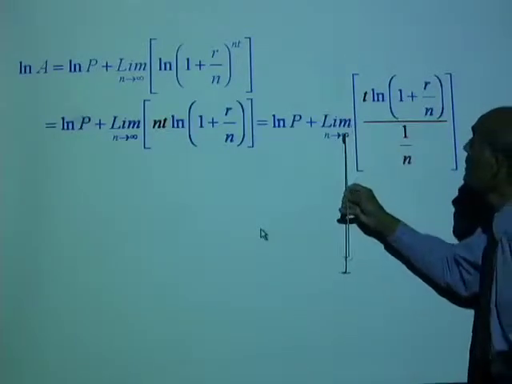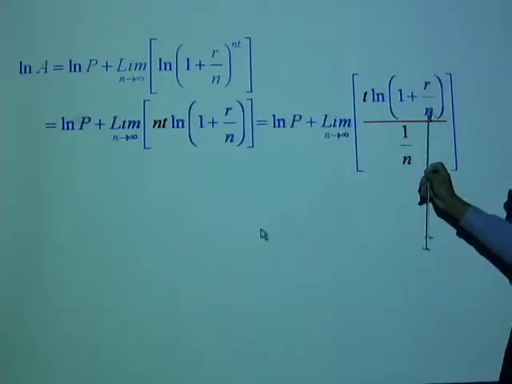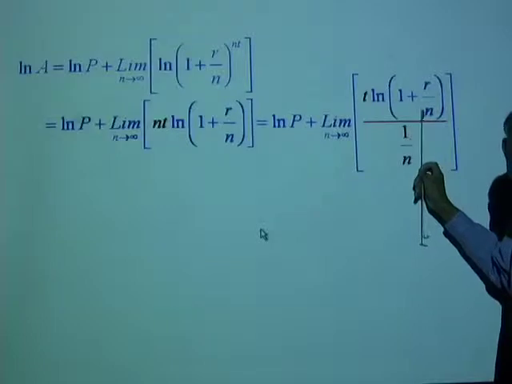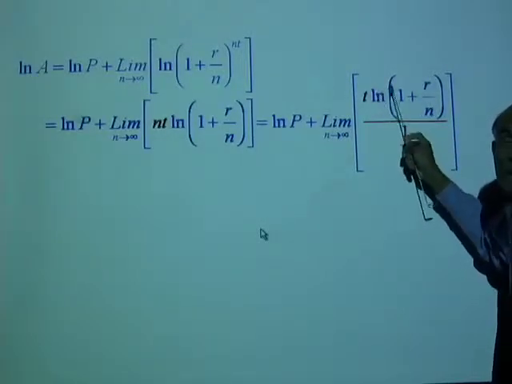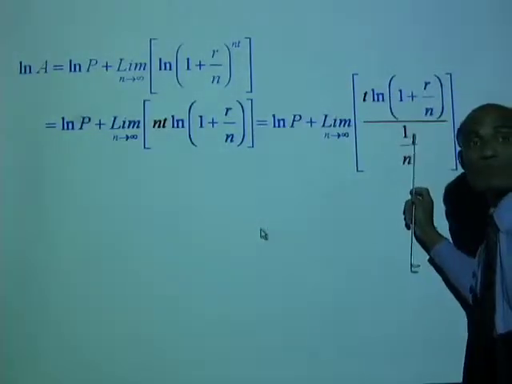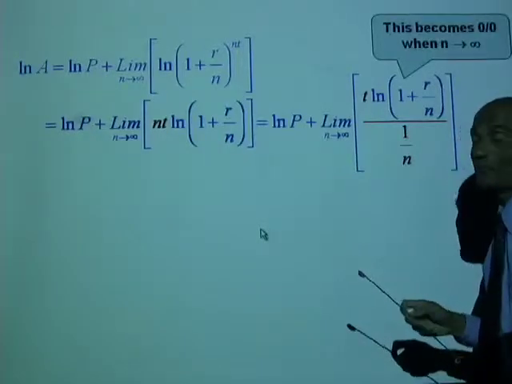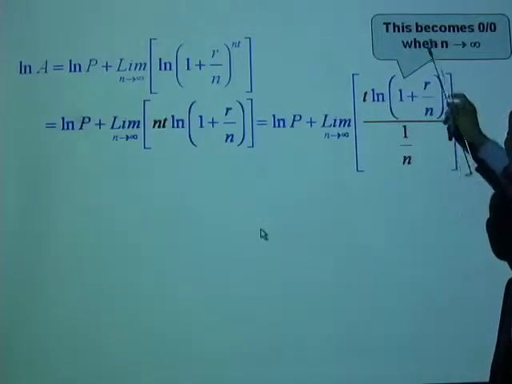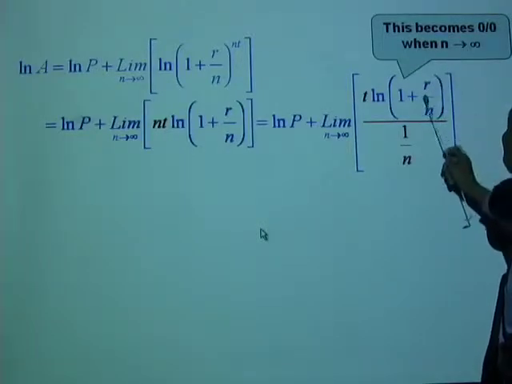Alright, if you now replace n by infinity, what will happen? R over infinity will be 0, and 1 plus 0 is 1, and ln 1 is 0. And the denominator is? Well, 1 over infinity is 0. Okay, now this becomes 0 over 0, which is an indeterminate form.